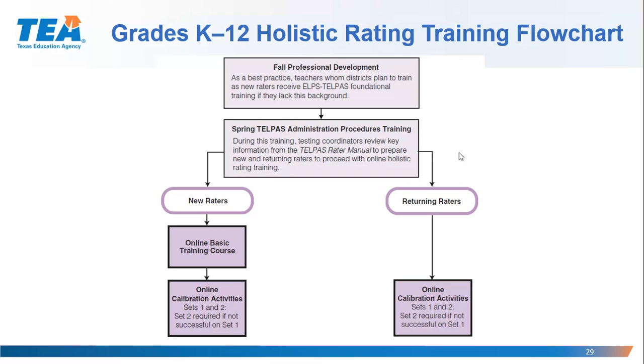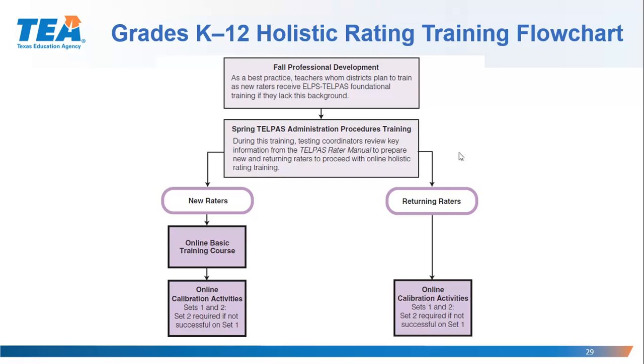New raters in grades 2 to 12 and those that have not completed calibration in the last 3 years complete an online basic training course and practice writing activity in the domain of writing. New raters and returning raters complete calibration activities to ensure that they are prepared to apply the PLD rubrics consistently and accurately. Returning raters have the option of reviewing the online basic course if desired before completing the calibration activities.